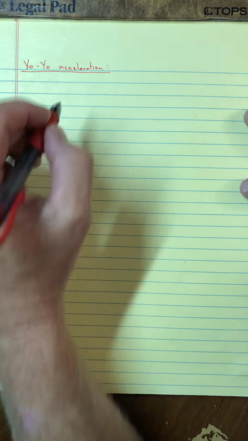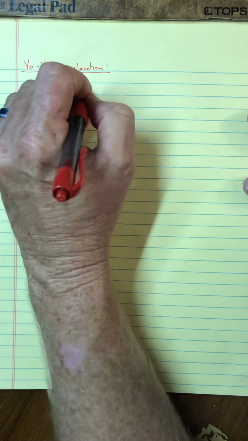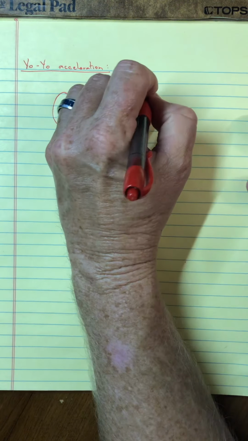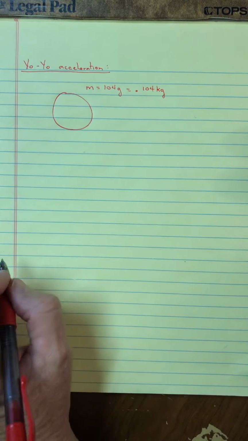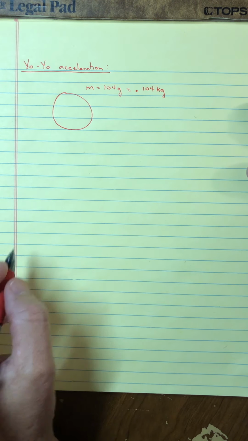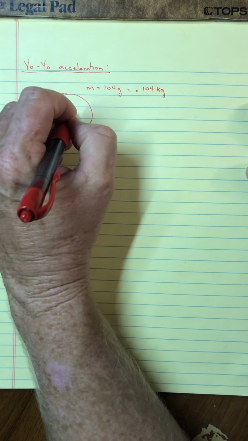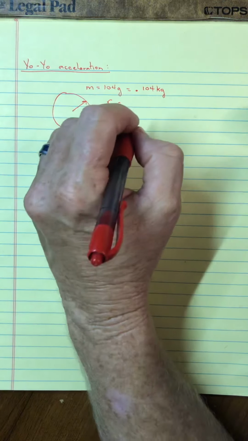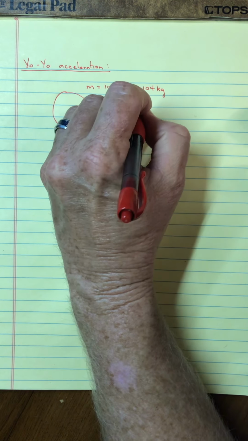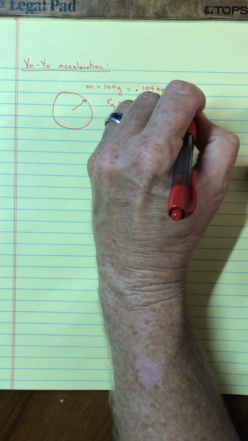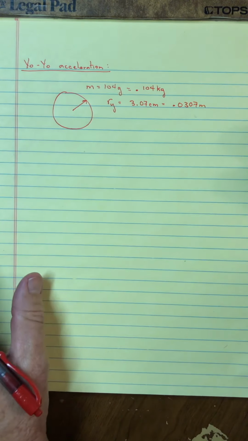It says a yo-yo is a disc that has a mass of 104 grams, so m equals 104 grams, although I'm going to put that as 0.104 kilograms. It has a radius, which your author calls r sub y, of 3.17 centimeters. Maybe I'll put that as 0.0317 meters in case I want to do things in meters.